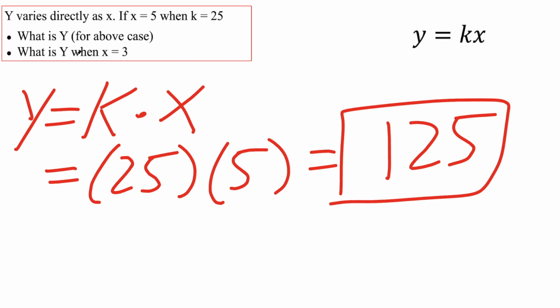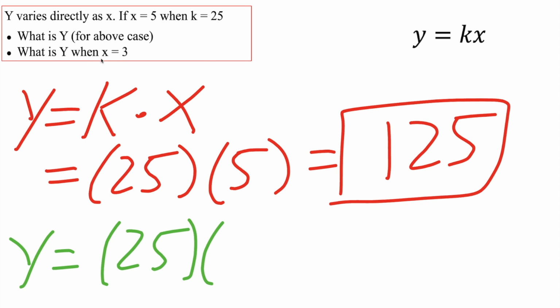Second part says what is y when x is equal to 3. Again, the k value is a constant. It does not change. So we can still solve that. We want to solve for y. So we would say k times x. K is 25. And our new x value given says when x is equal to 3. So x is 3. And 25 times 3 would give us 75.